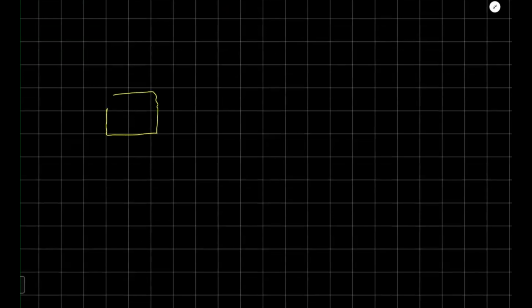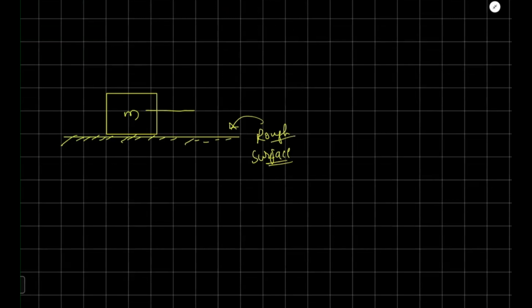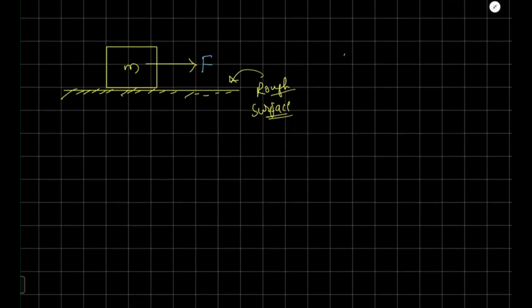Suppose there is an object kept on a rough surface. It has a mass m, and this is our contact surface. Let's say this surface is rough, and we are applying a force in this direction, like this. Let's say this time the force is time dependent, and for the sake of understanding, let's say the force is equal to k into t.